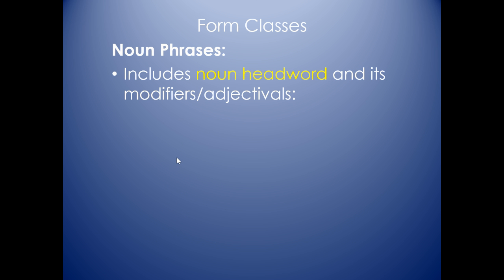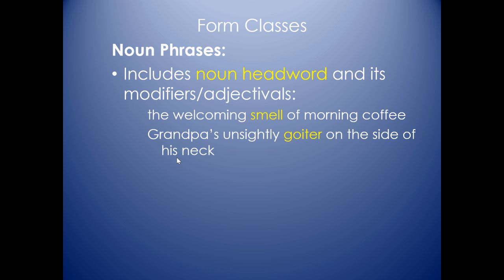And just like a verb phrase, we have noun phrases where we have the noun head word, the main noun. We have modifiers or what we call adjectivals all around it. The welcoming smell of morning coffee. Smell is your single most important noun in that grouping. Everything else is basically describing that word smell, both in front and behind. Grandpa's unsightly goiter on the side of his neck. Goiter is the main noun. Everything else around it's describing goiter.